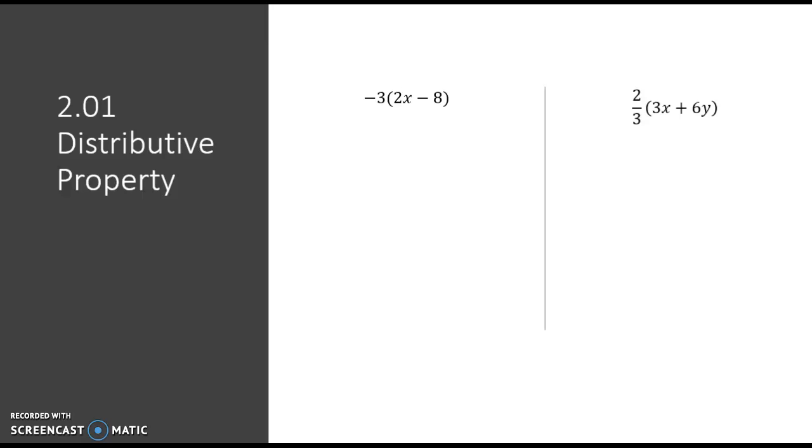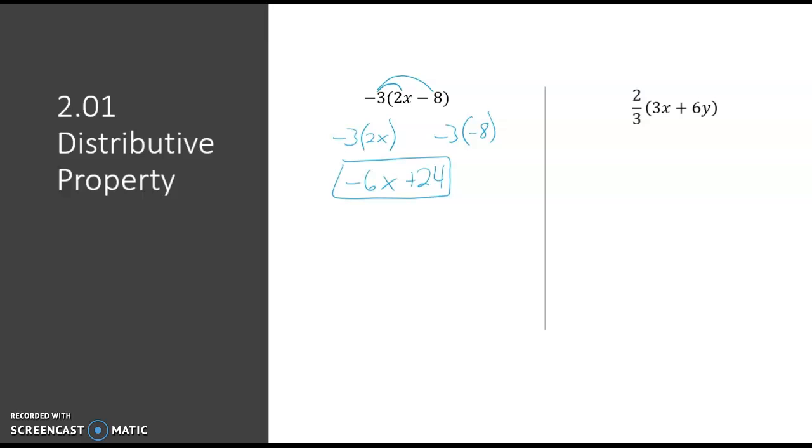All right, when doing the distributive property, remember that you're multiplying this number outside of the parentheses to both numbers inside. So it'd be negative 3 times 2x, and then it would be negative 3 times negative 8. So we would get negative 6x, and negative 3 times negative 8 would give us a positive 24. So that's what that would look like using that distributive property.